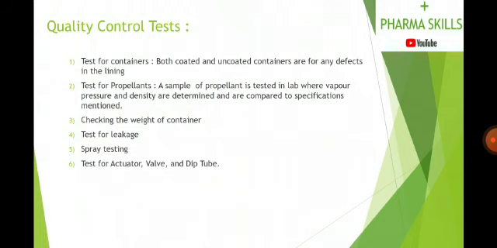Now test for propellants. A sheet of detailed specifications of propellants is provided by suppliers to the manufacturers. A sample of propellant is tested in the lab where vapor pressure and density are checked according to specifications. The purity and acceptability is tested by determining moisture, halogens and non-volatile residue level.